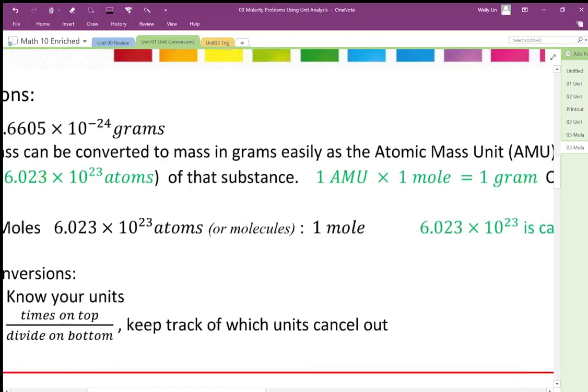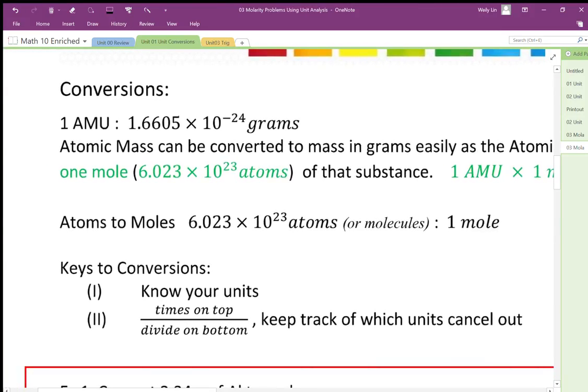And like I said, if we divide 1 gram by that number, we get 1.6605 times 10 to the negative 24 grams. So that's how Avogadro's constant and that number here are related.